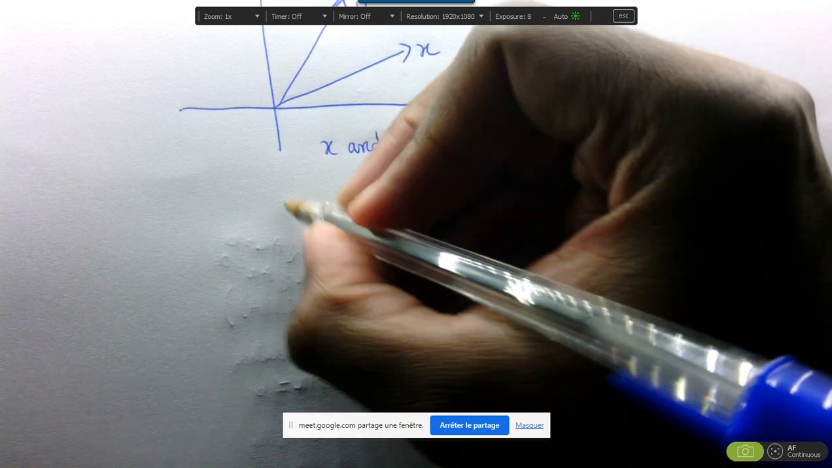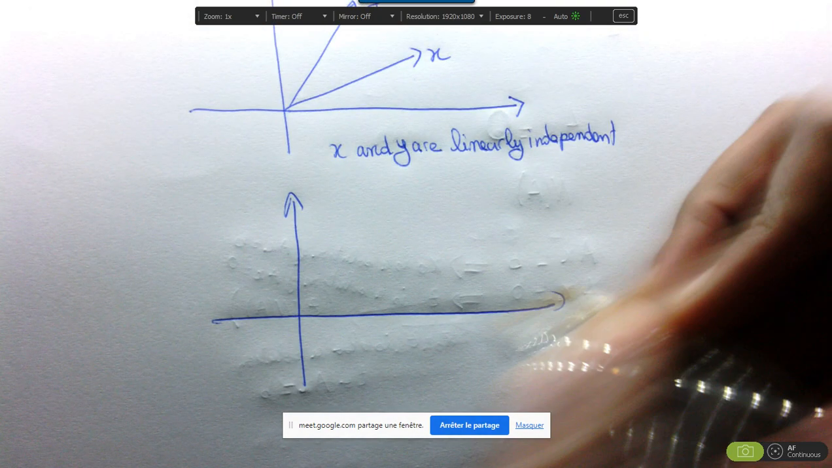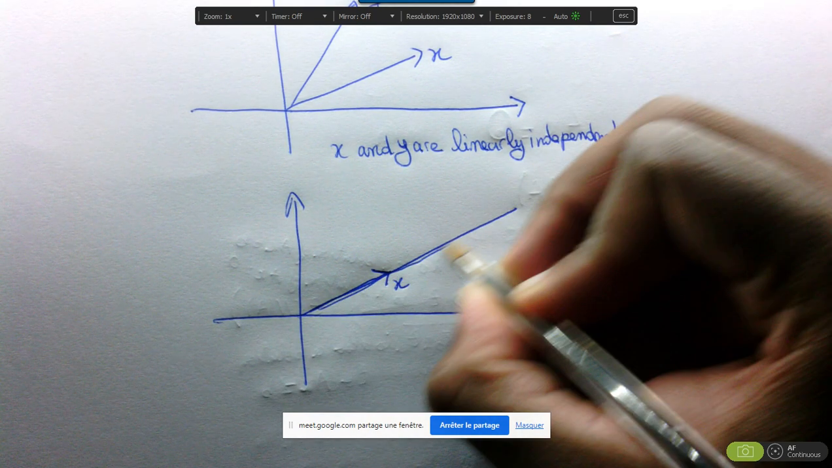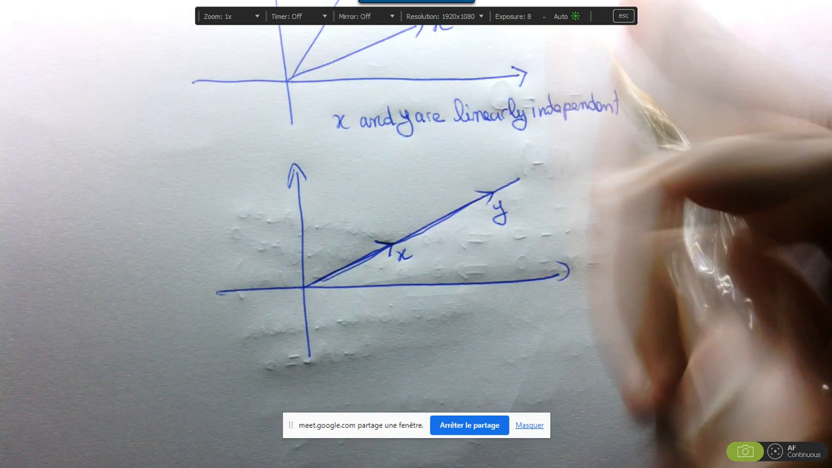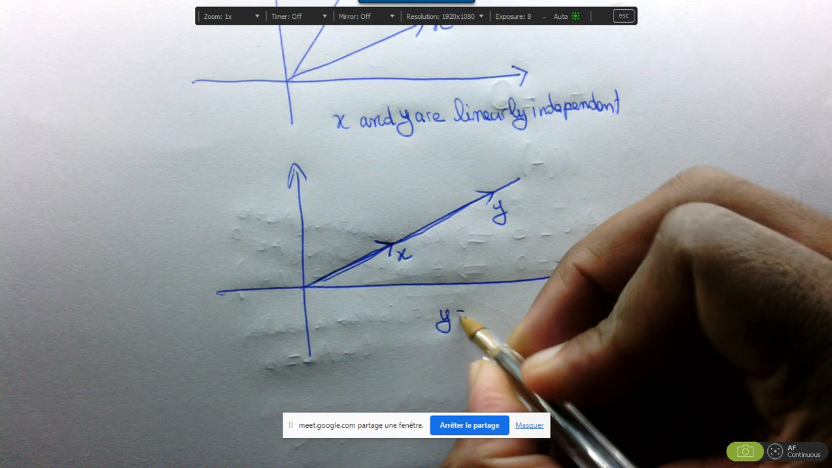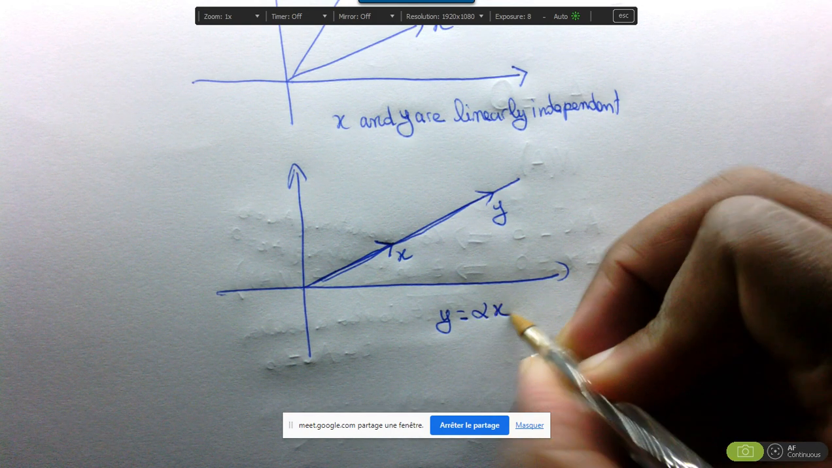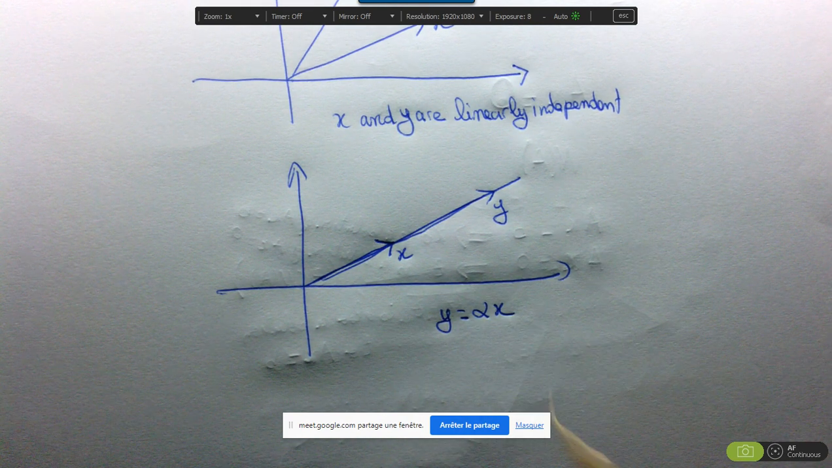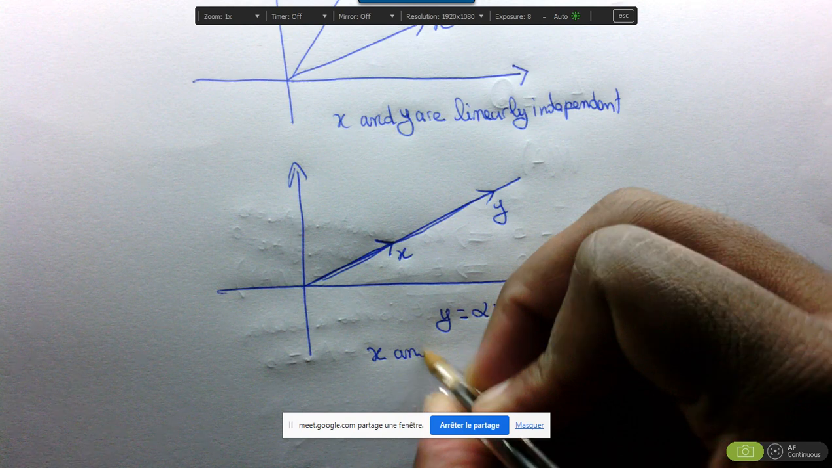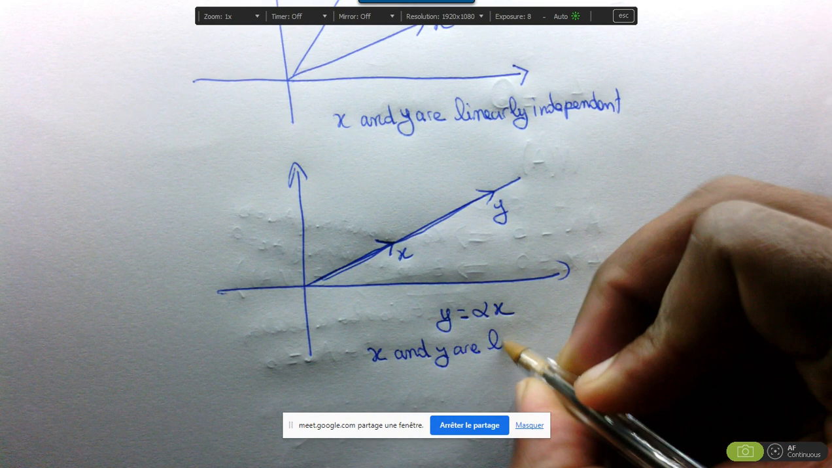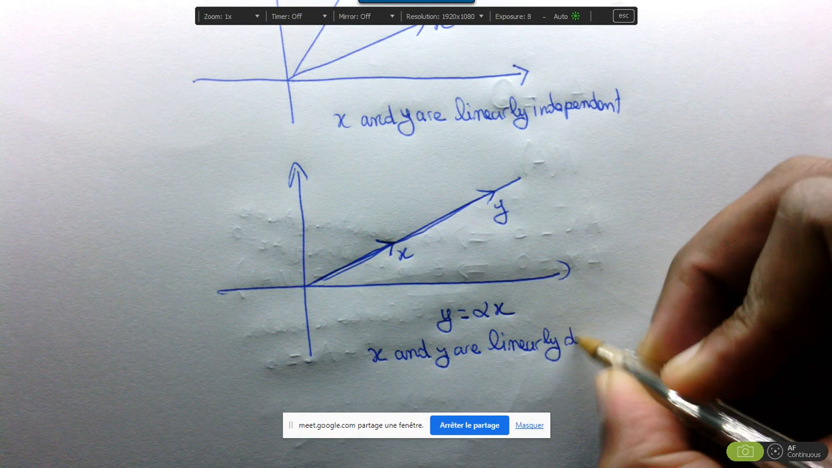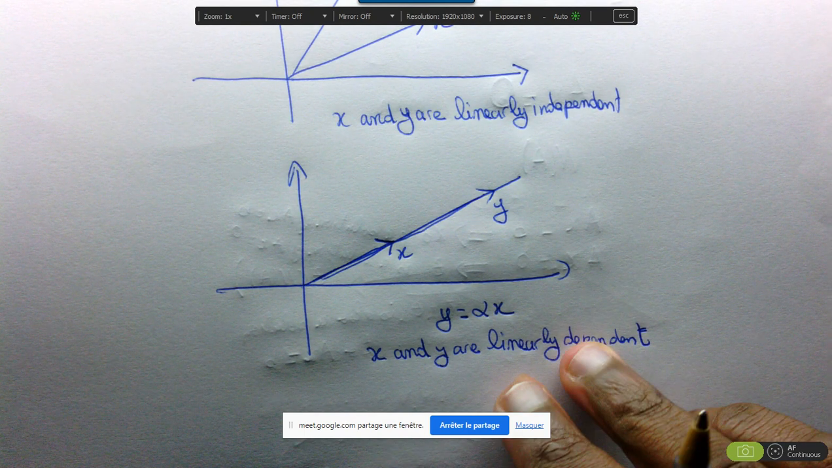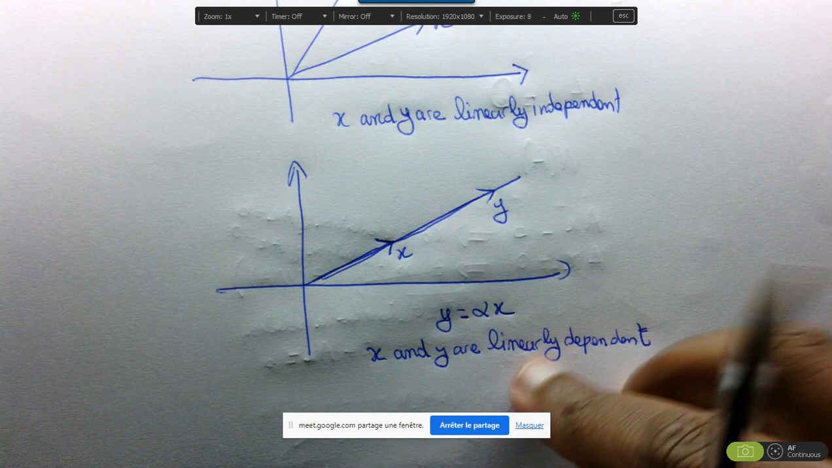Now let me show an example of linearly dependent vectors. I have the vector x here and the vector y here. They are on the same line. I can always find coefficients: y will be equal to some alpha x. Okay, I can actually relate those two. So it's like one can be written in terms of the other. So in that particular case, x and y are linearly dependent. Okay, so that's pretty much the concept of linear independence from a geometrical standpoint.